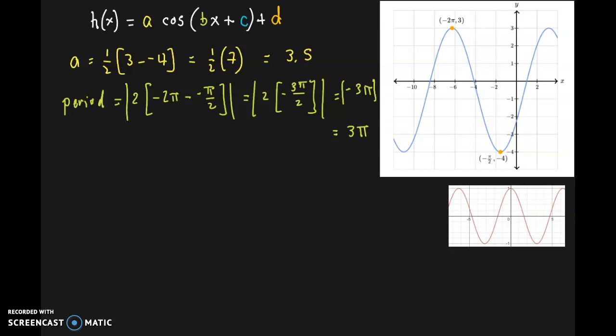But now we also know that b, we know that the period of this graph is going to be 2 pi divided by the absolute value of b, which means, if I do a little bit of algebra, that the absolute value of b is going to be 2 pi over the period, which is 2 pi over the period, which is 3 pi. So b, or the absolute value of b, is going to be 2 over 3. So we know what the absolute value of b is.